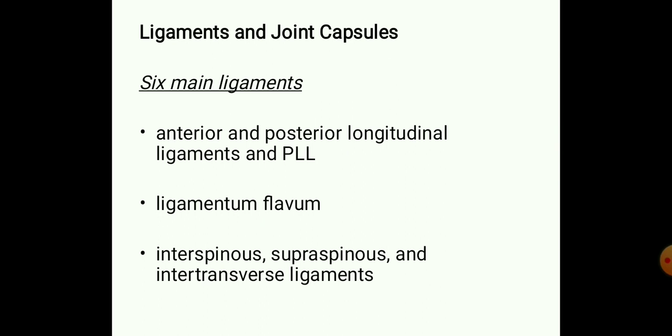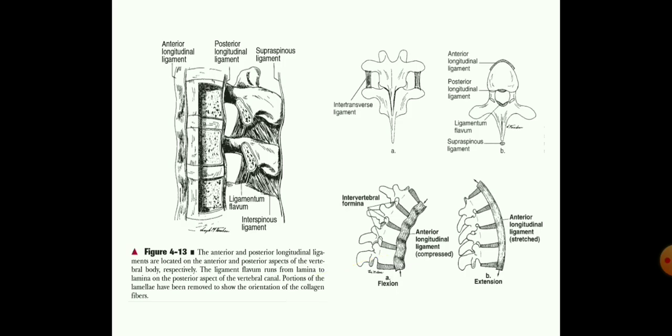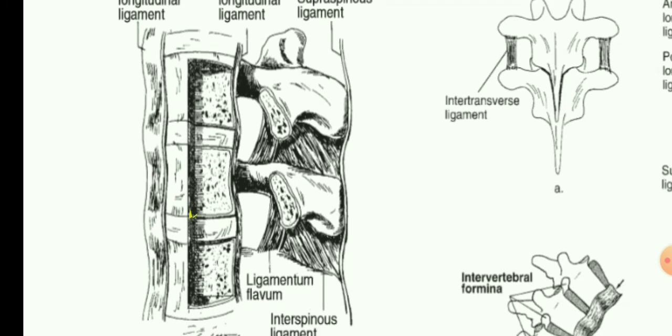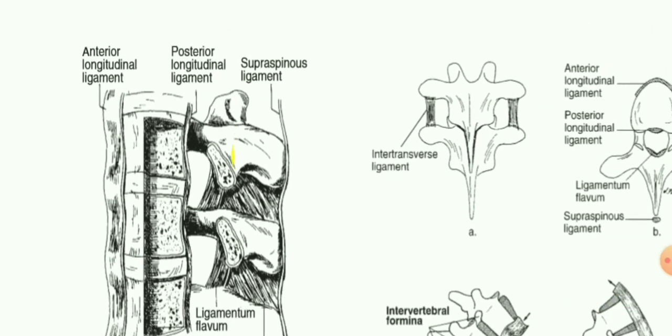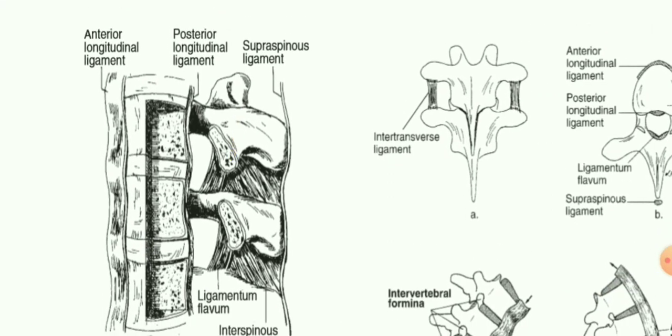Then we have ligamentum flavum, then interspinous ligament, supraspinous ligament, and intertransverse ligaments. So these are the main 6 ligaments which can be found in the vertebral column.